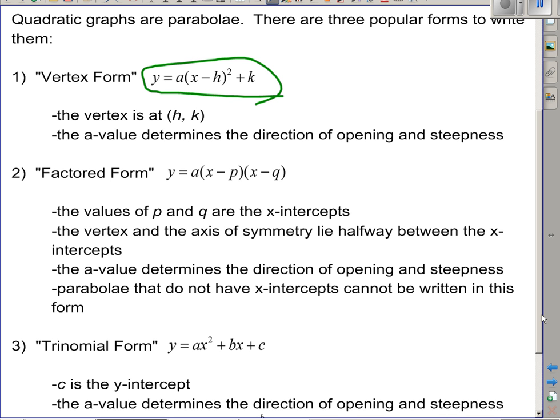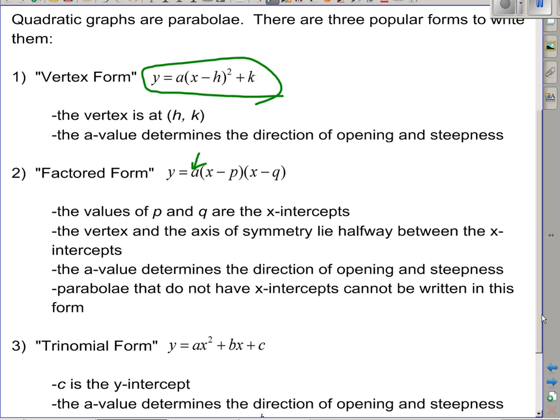Factored form. Factored form is pretty similar in terms of what the a value does. It tells you the direction of opening and the steepness. So the a value, if it's positive, is going to open up. Your parabola is going to open upwards like this. Or if it's negative, it'll open down. The higher the absolute value of a, the steeper it will be, either up or down. And the lower the absolute value of a, the more sort of fat it's going to be, or less steep.